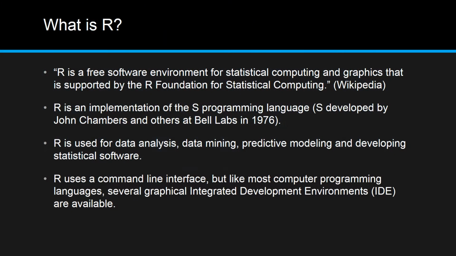What is R? R is a programming language that was developed specifically for statistical computing and graphics. It's an implementation of the S programming language, which was developed at Bell Labs in 1976. R is used for data analysis, data mining, predictive modeling, and developing statistical software. R uses a command line interface, but like most programming languages, several graphical integrated development environments are available.